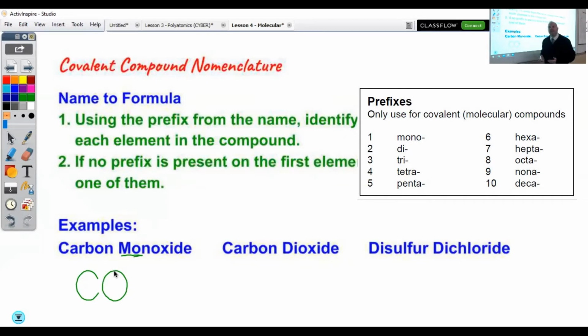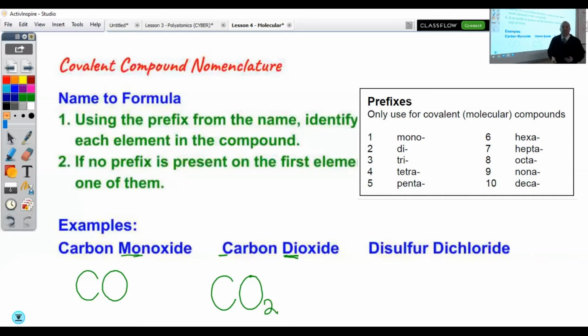In our second example, we again have carbon with no prefix. So again, we'll have just one carbon atom. However, this time, the second element does have a prefix that means more than one. In fact, di means two. So we'll have two oxygens, dioxide, two oxygens. This is how we show that we have two oxygens.